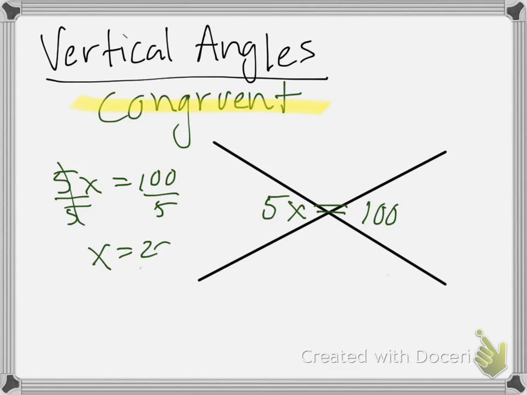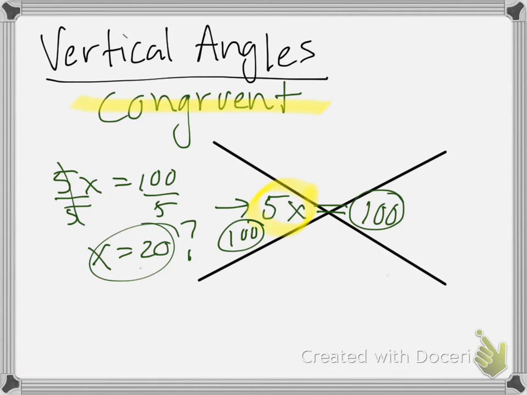X equals 20. Now, does that mean that the angle itself is only 20 degrees? No, it only means that x is 20, which means that if you were to plug x in here, 5 times x, or 5 times 20, would be 100, which you know that it has to be 100 degrees, because it has to be the same as the one across from it. So we solve for x, we plugged it back in to figure out what the angle would be, 100 degrees, and that is basically a simple version of a vertical angles problem.